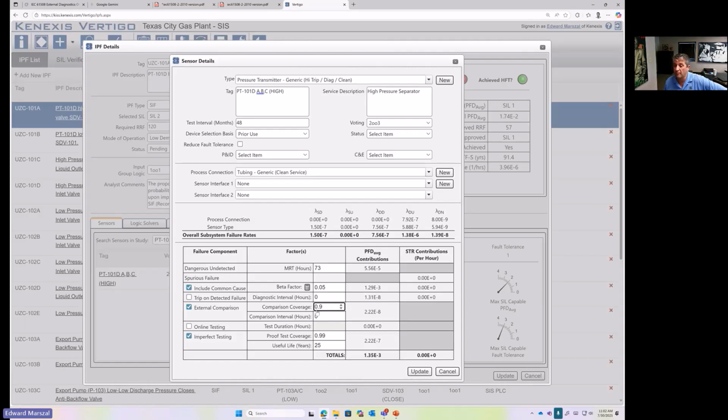If it's not moving, then there's not a whole lot of justification for using it, i.e., the old level in a knockout drum that never has any level in it. Your external comparison diagnostics are not going to be of a whole lot of value there. Okay, so with that, I have spent an hour talking about the concept of external comparison as a diagnostic coverage.